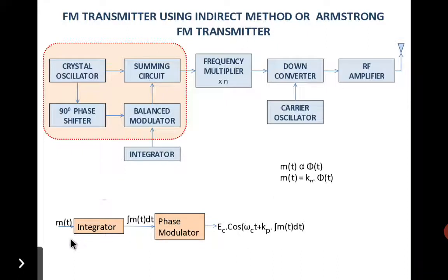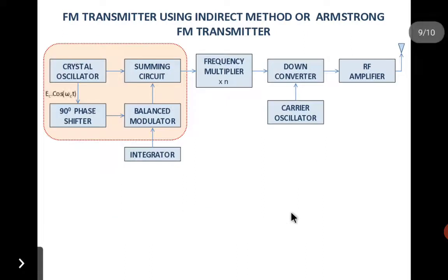So here once again, for a phase modulator, a message signal m of t is given to the input of the integrator. The output of the integrator is the integral of m of t. This is given to the phase modulator circuit. The output of the phase modulator is EC into cos omega ct plus kp into the integral of m of t, which is the equation for what? FM wave. Now let us see this phase modulator block diagram in detail.